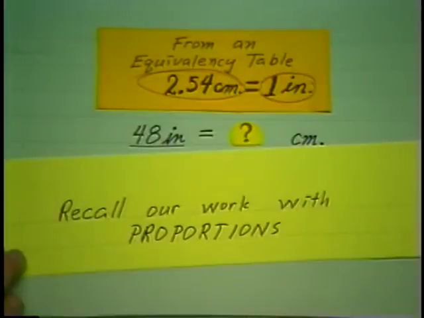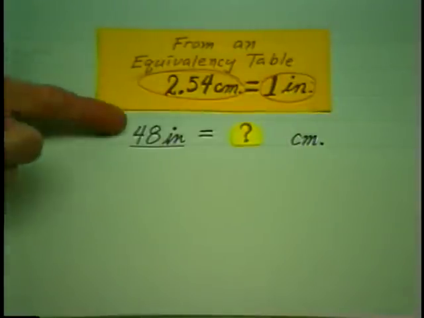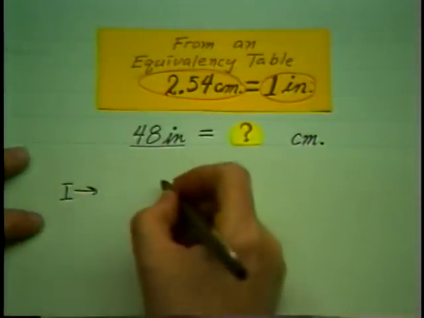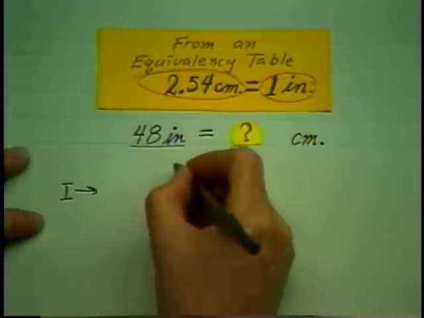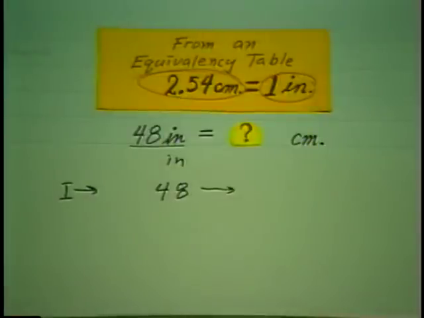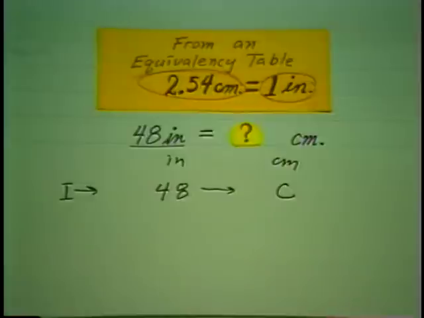Let's go back to our first problem and recall our work with proportions. Recall that we have a situation here. We'll call that situation 1. We have 48 inches is equivalent to an unknown amount of centimeters.